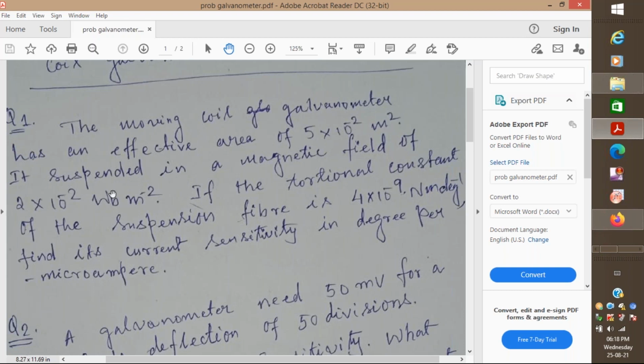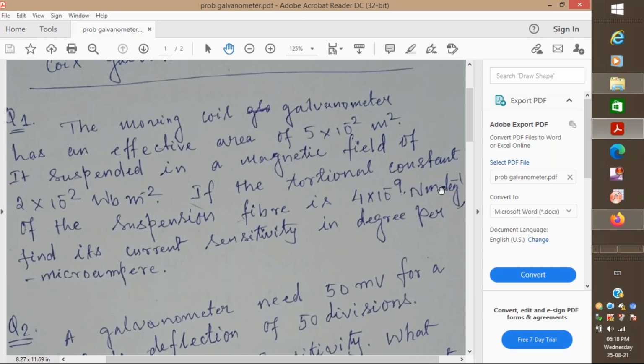It's suspended in a magnetic field of 2 into 10 to the power minus 2 Weber per meter square. If the torsional constant of the suspended fiber is given, this is Newton meter per degree. So this is a torque. Okay, so k into phi is torque, so this is the unit of the k.